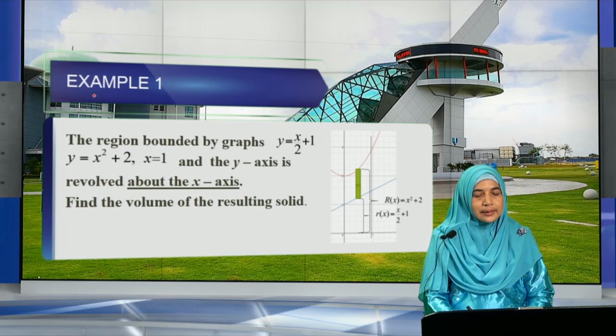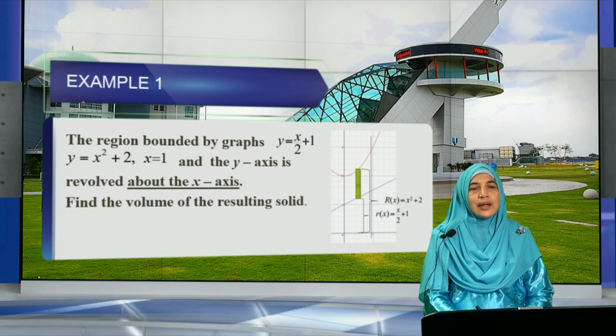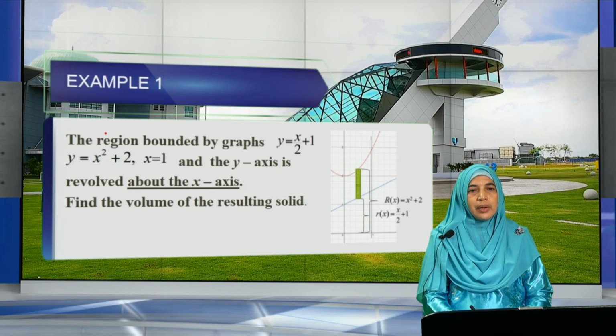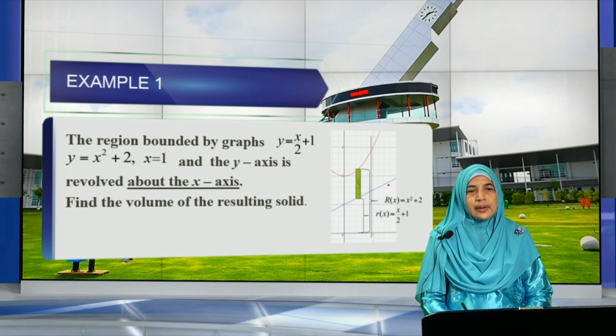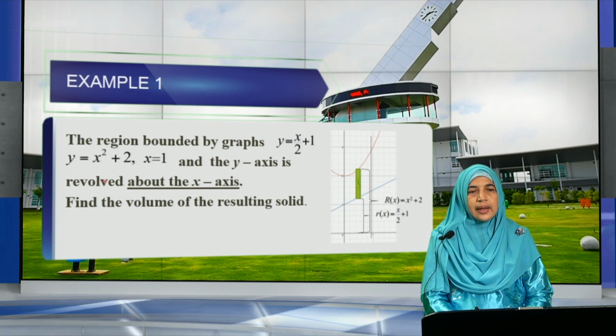Okay, let's look at this example. Example number 1, we have the region bounded by the graphs y equivalent to x over 2 plus 1, which is actually a straight line, and then we have y equivalent to x squared plus 2, which is the parabola here, and then x equivalent to 1 and the y-axis, and we revolve it about this x-axis. So we want to find the volume of the resulting solid.